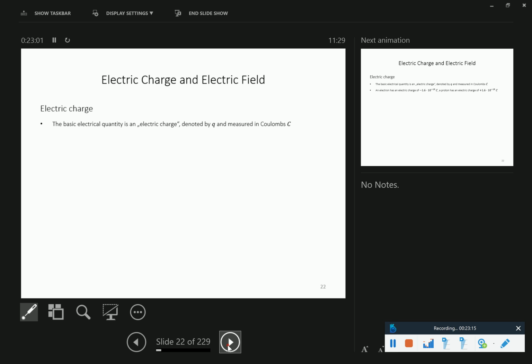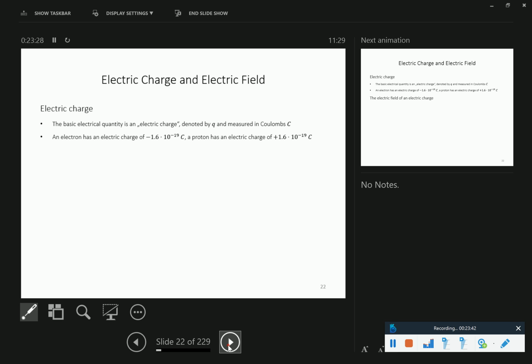So this is now going a little bit more into the details of what an electric charge is, and basically associating terms with the concept of an electric charge. The basic electrical quantity, the basic thing that you have in electricity, is the electric charge. It's usually denoted by Q and measured in Coulomb.